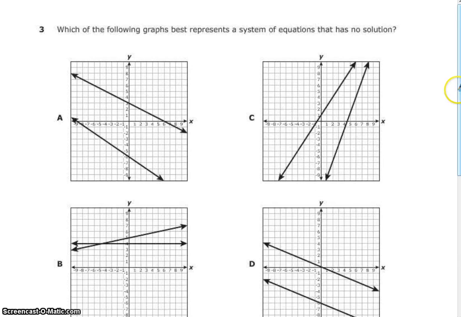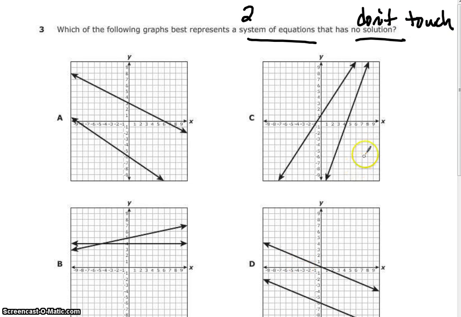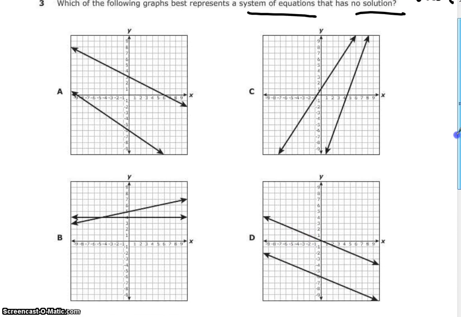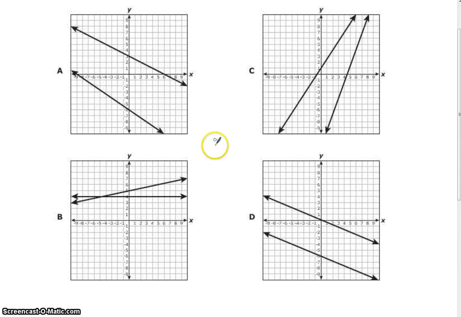Looking at number 3, which of the following best represents a system of equations that has no solution? You got to remember that a system of equations means 2 or more. No solution, well, you got to remember that the solution to a system is where they touch. So if there is no solution, they don't touch. I don't mean that they don't touch on the graph that you see. I mean they don't touch anywhere ever, okay? Which means that the lines must be parallel.